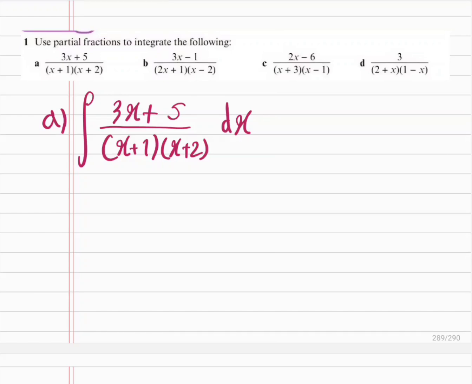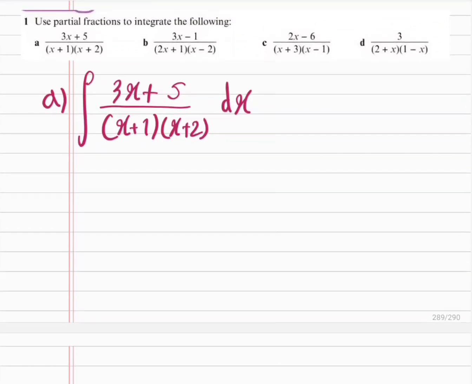Integrating by using partial fractions is actually one of the easiest types of integration, because the only thing that you need to do is use partial fractions to rewrite the fraction as a sum of some fractions so that you can simply integrate them, because the actual integration is very easy. It's just a matter of algebra.